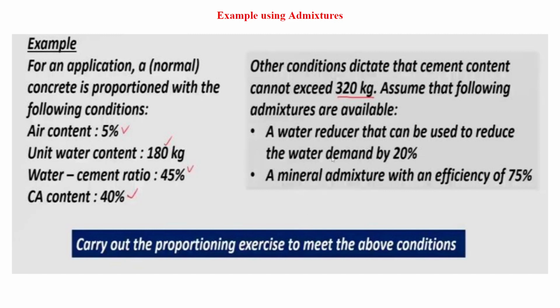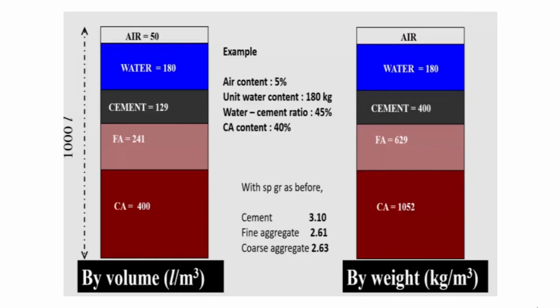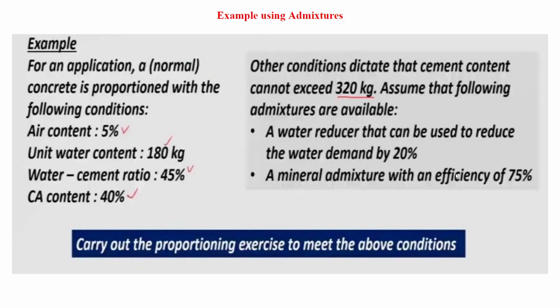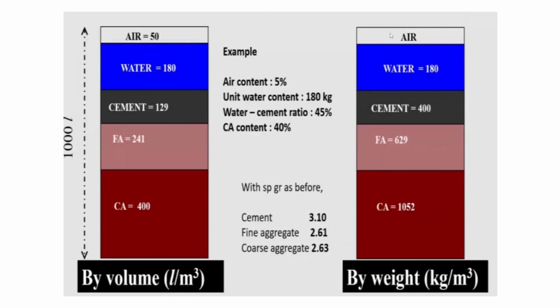Let us assume that we have two admixtures. One is a water reducer, which is a chemical admixture that can reduce the water demand by 20%, and the second is a mineral admixture, which has an efficiency of 75%. We need to carry out the proportioning exercise to meet the above mentioned conditions. This is the normal design. They have calculated the values by calculating the volume, and they have again found the fine aggregate, coarse aggregate, and all the other constituents. So that is the normal concrete design.